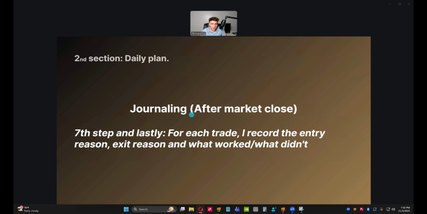Then every single day I journal my trades. Every single day I record the entry, the reason, the exit, and what worked. That's what didn't. And then every week and every month I do as well to see what's in common and what's not in common.